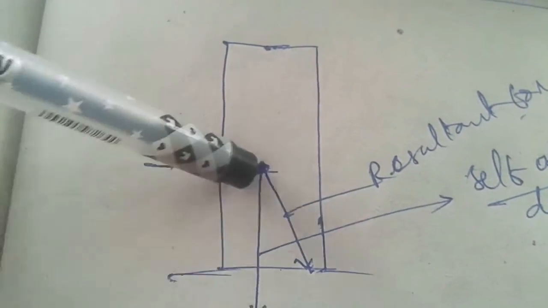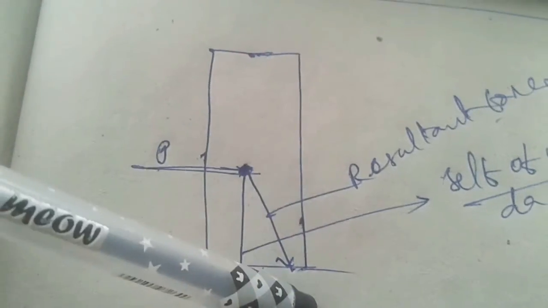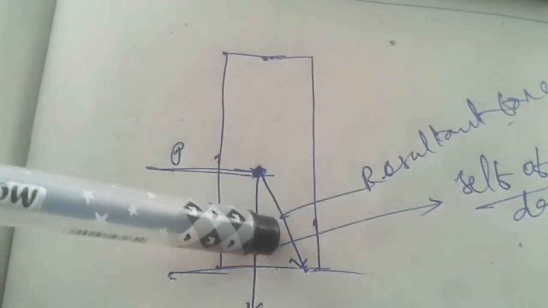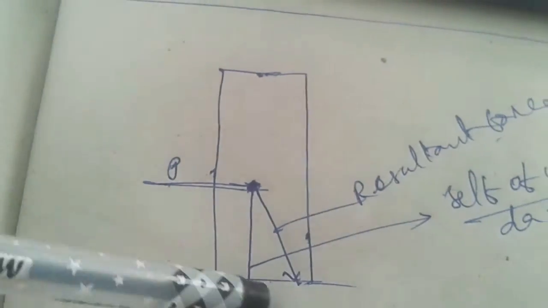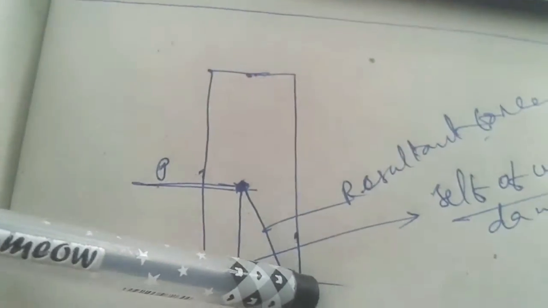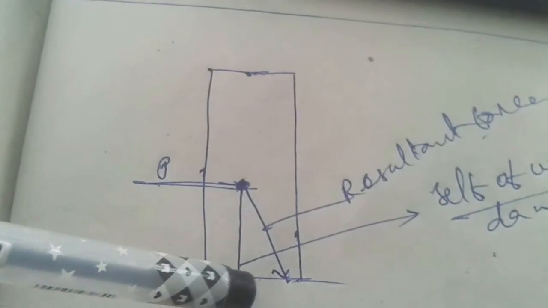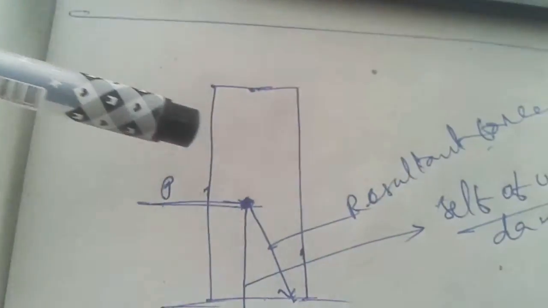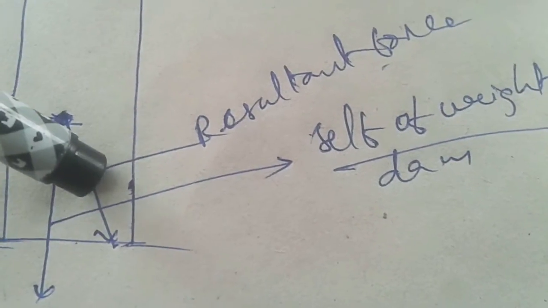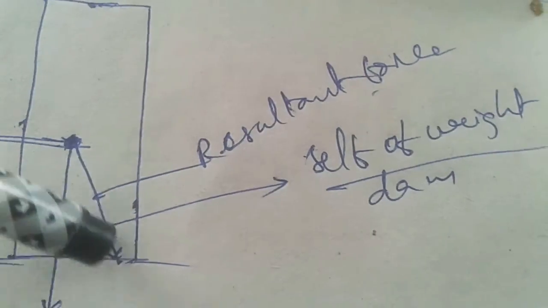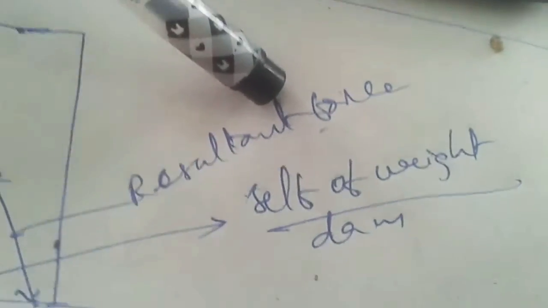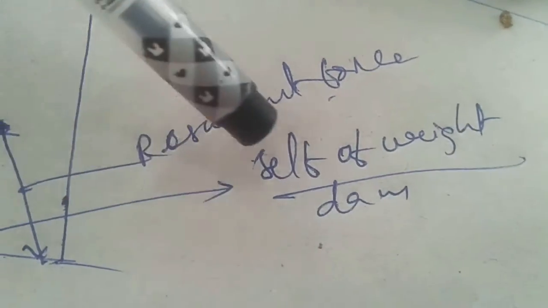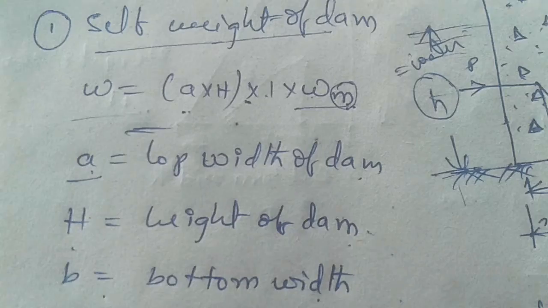And this is the vertical, downward force, the self weight of the dam structure. This resultant line cuts the base from here to here. This distance is called Z, the section modulus of the section. This point is the resultant force, and this is the self weight of the dam. You have to remember these formulas.